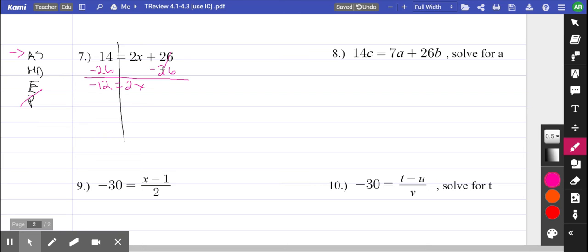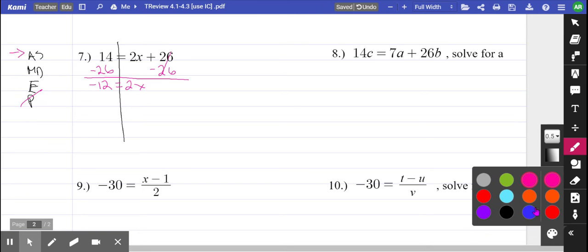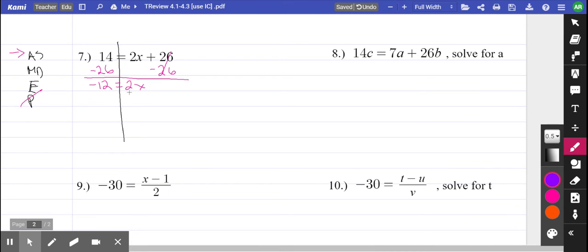This gives us negative 12 is equal to 2x. And for some reason, I really like the 2's today. So this 2x means 2 times x. To get rid of it, we divide by 2. This leaves us with negative 6 equals x. Be careful. A lot of us like to drop that negative. Remember, if you have negative 12 divided by 2, it's still going to give you a negative answer. So be careful with that.